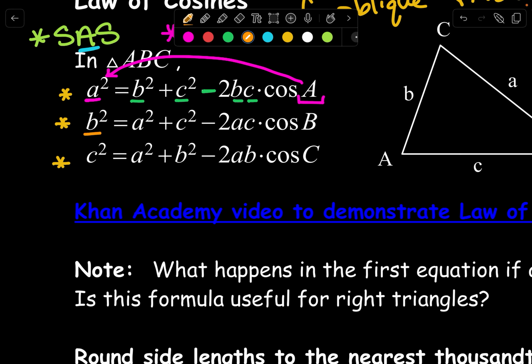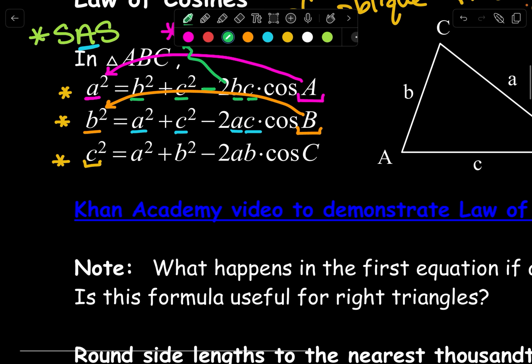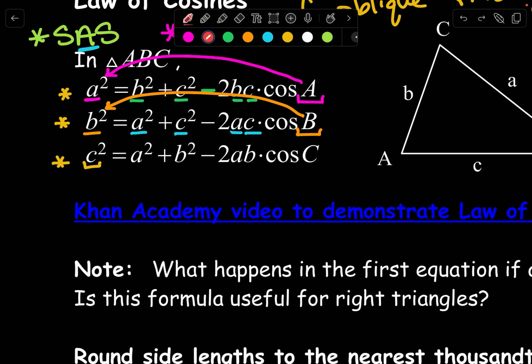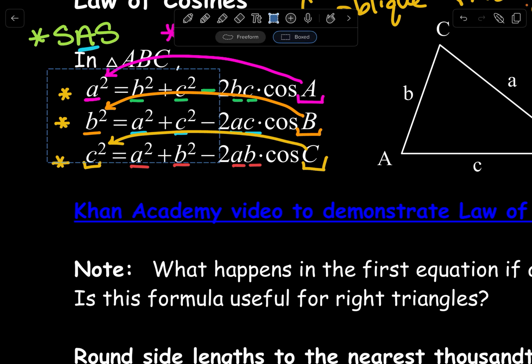If I'm looking for b, then my equation is going to use a and c, and then at the very end, I'll have a capital B. If I'm looking for c, my equation will be made up with a and b, and at the end, I'll have a capital C. So they follow that same pattern throughout.